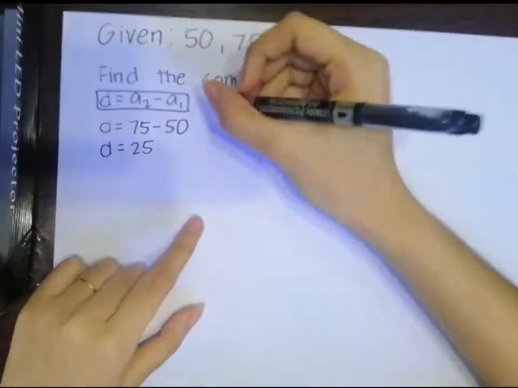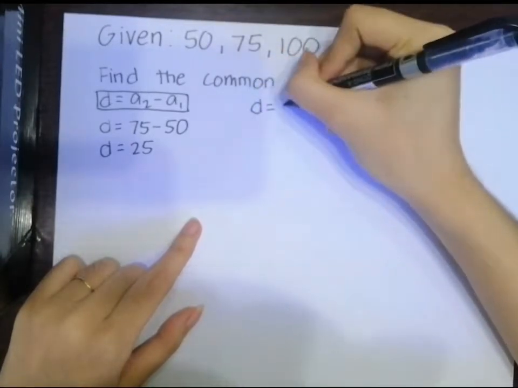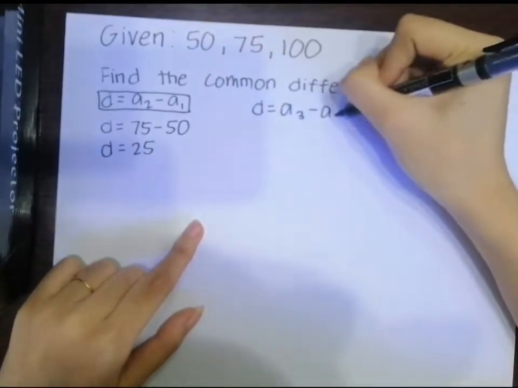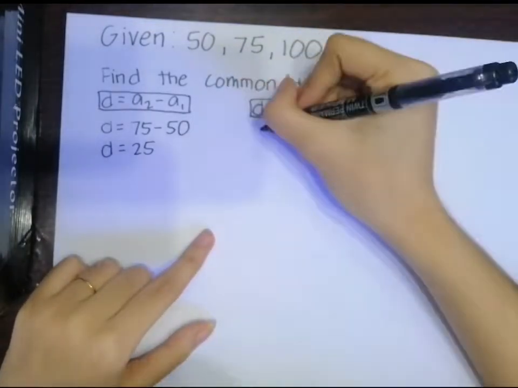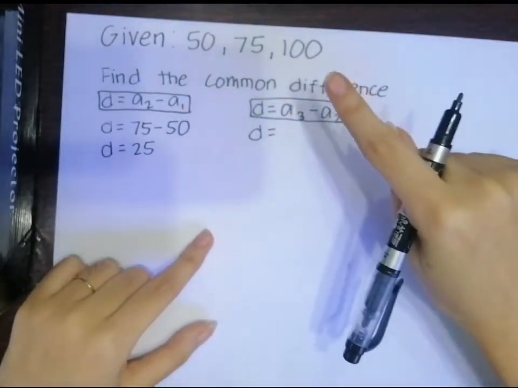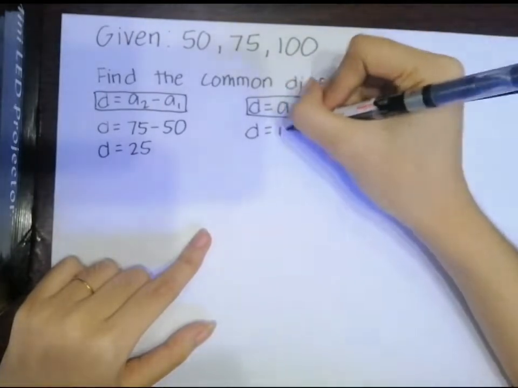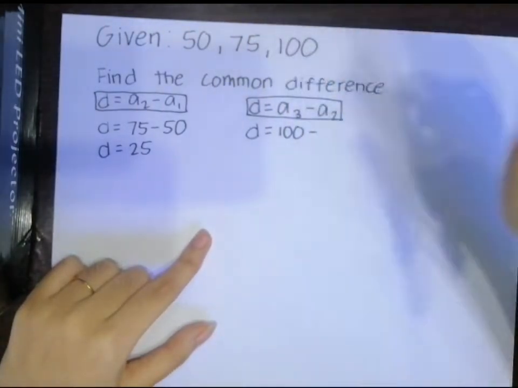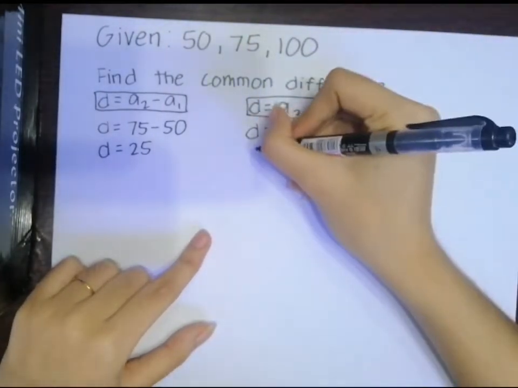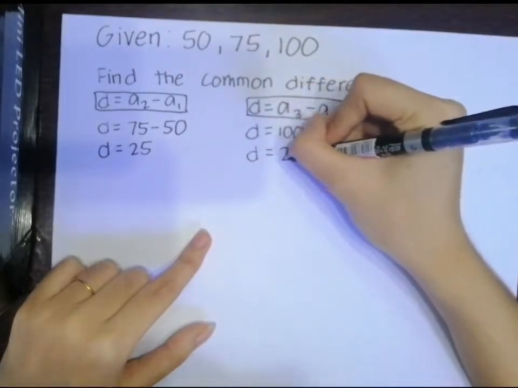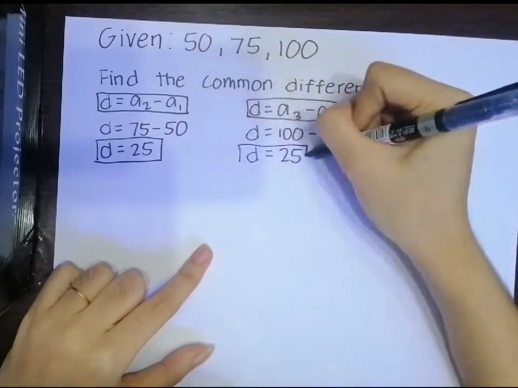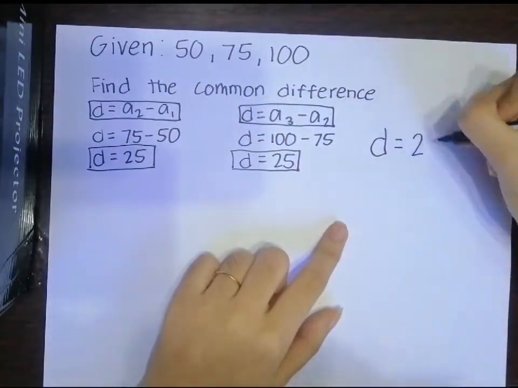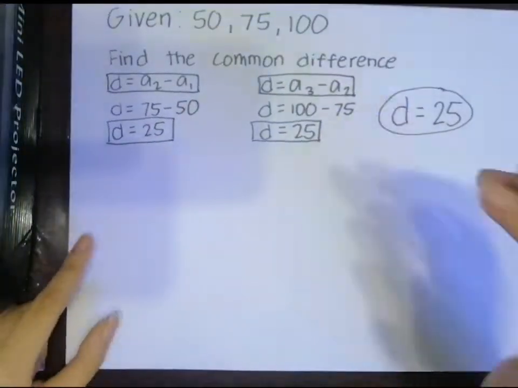Now onto the next one. We will be using the formula d = a sub 3 minus a sub 2. Like what we did in the last problem, we will substitute the values. a sub 3 is 100 and a sub 2 is 75. So, 100 minus 75 is equal to 25. Did you notice that they have the same answer? So it means that is their common difference.